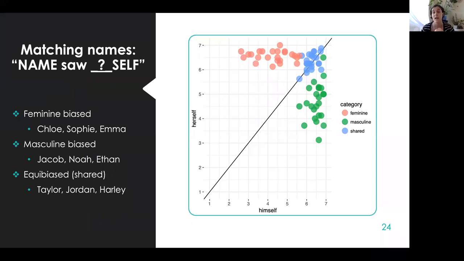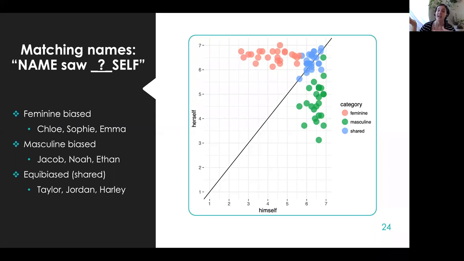And as you can see, if we look at the himself ratings, that's along the x-axis, the green dots, those are the masculine names, are very highly rated. If we look at the herself axis, that's the y-axis, they're actually still pretty high up there. So they're all pretty much clustered between sort of 4 and 6.5. So what that says to me is that people don't really hate mismatched gender. It's just not as good.